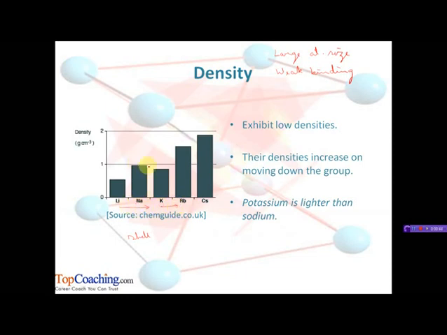But this trend is not followed as we move from sodium to potassium. Potassium is lighter than sodium, probably due to much increase in the atomic size. Now, while we are discussing these properties, you must be noticing that we are not discussing the properties of francium. It is because this radioactive element is extremely rare and its properties haven't been much explored.